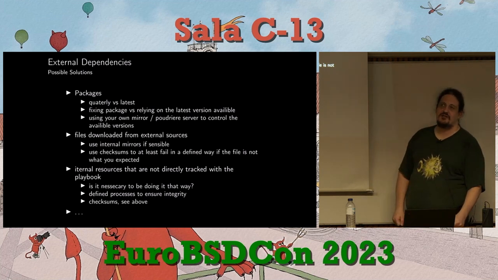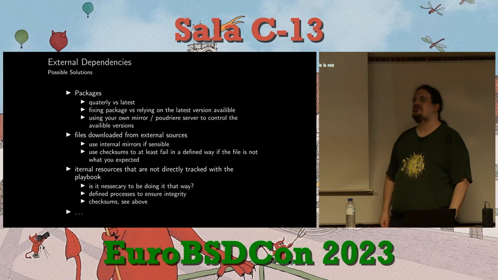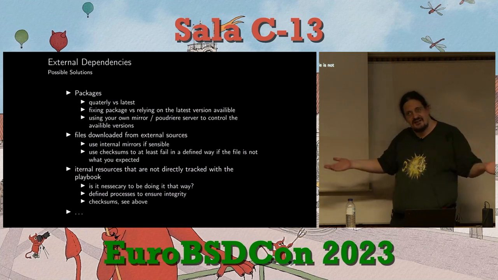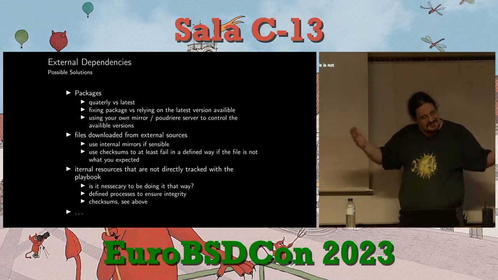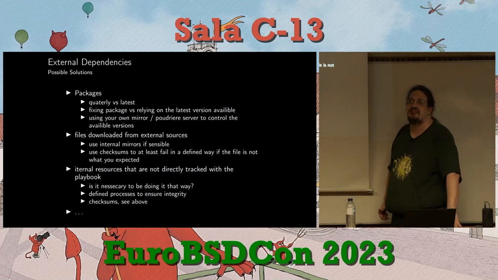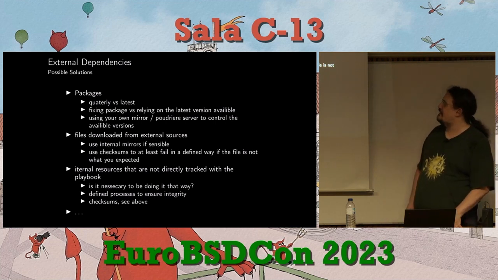You have the option of just saying install exactly that version of the package, and if that's not available, then fail. Then you have at least a defined state. It might still not work, but it's at least a defined state. However, it can be quite a lot of work because you have to keep track of a lot of things. Obviously, you can have your own mirror if you say, well, I really want to control what's going to be installed on my systems. It's an option.